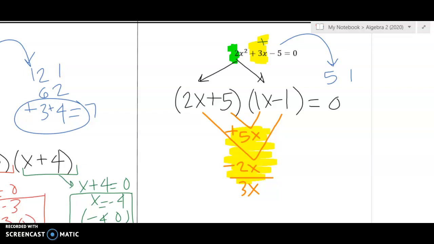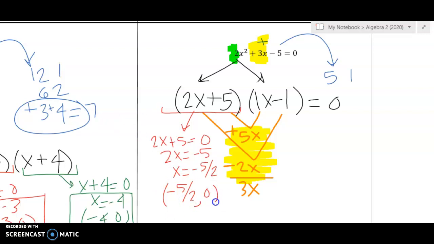So from here, step 3 is zero product property. So I take each piece that has x in it, 2x plus 5. I set it equal to 0. I go ahead and subtract 5 to the other side. Then I divide by 2, and I get that one of my solutions is negative 5 over 2, and I could write that as an ordered pair, negative 5 over 2 comma 0. There's one of my answers.